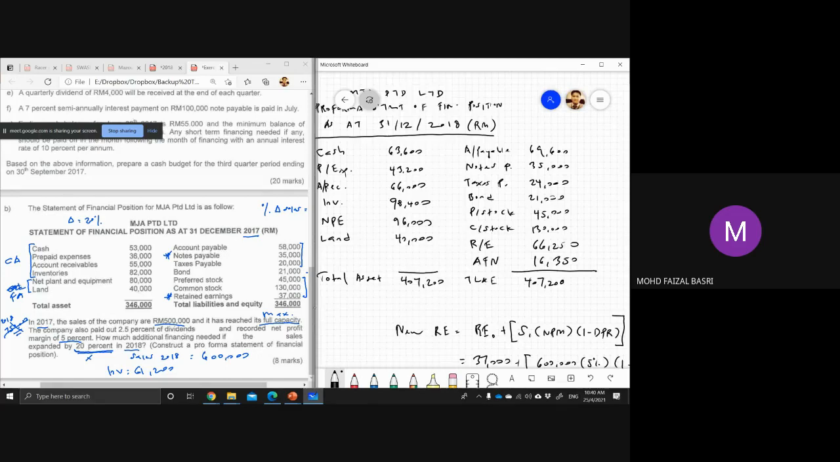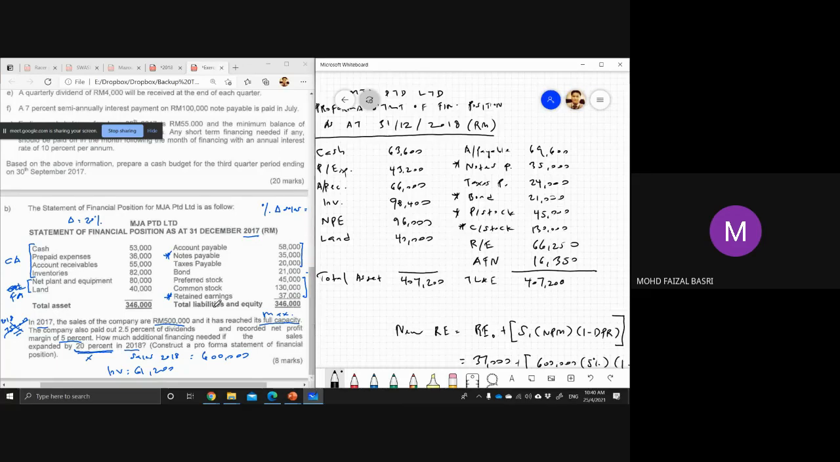Either they use notes payable, so I put a star here, the options they can increase or get financing from. It's either notes payable, bond, preferred or common stocks. So they can borrow from the bank on a short term basis, or they can issue bonds on a long term basis, or use equity, preferred or common stocks. Okay, how much? By this much.